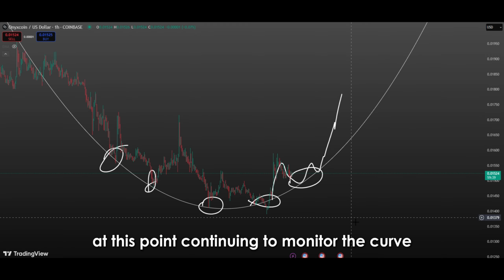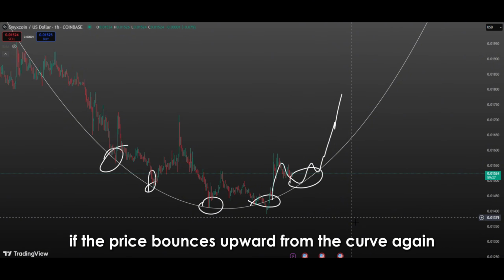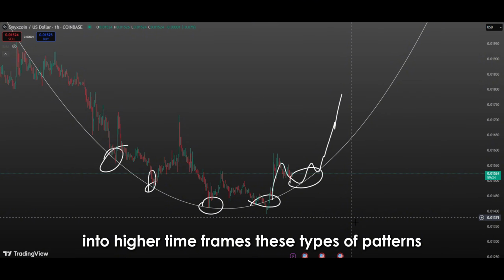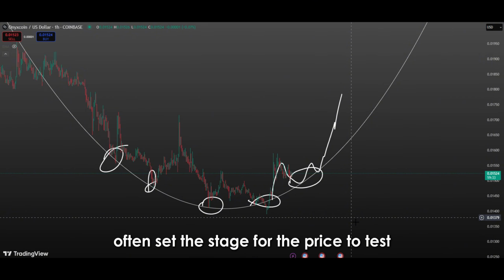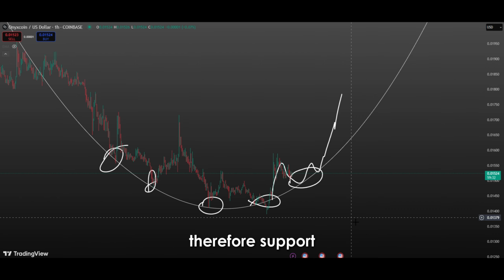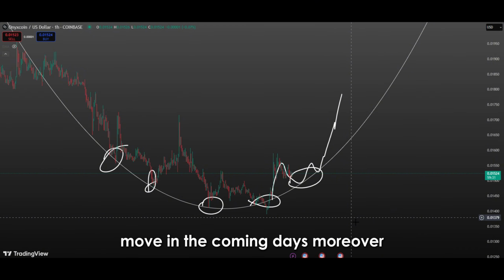At this point, continuing to monitor the curve will be a highly strategic approach from a technical analysis perspective. If the price bounces upward from the curve again, it may not just be a local reaction, but could also signal a rally that extends into higher time frames. These types of patterns often set the stage for the price to test or even break significant resistance levels. Therefore, support taken from the curve could lay the groundwork for a major price move in the coming days.